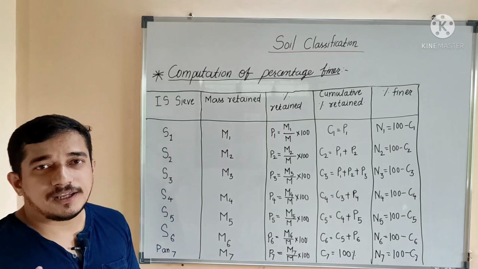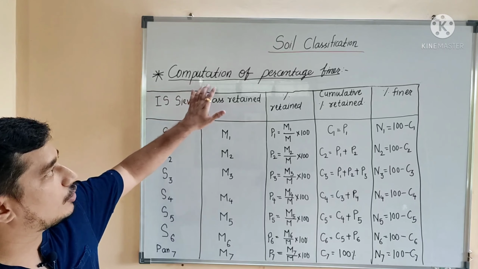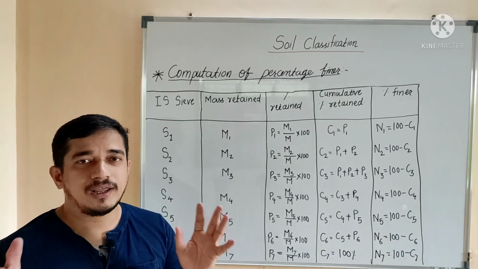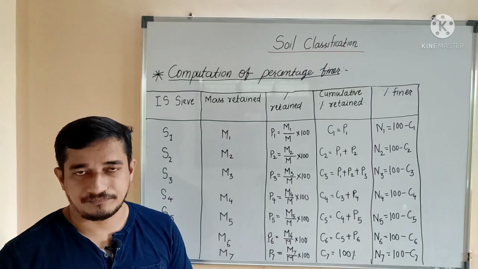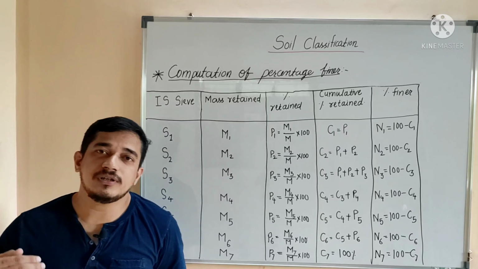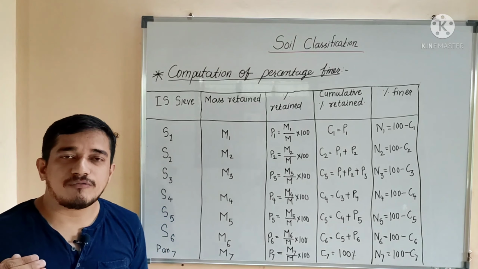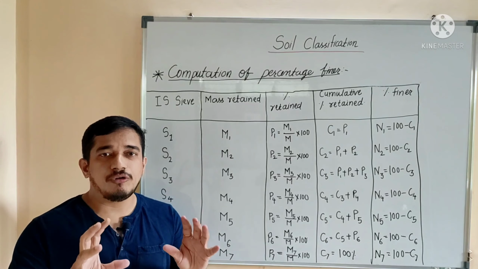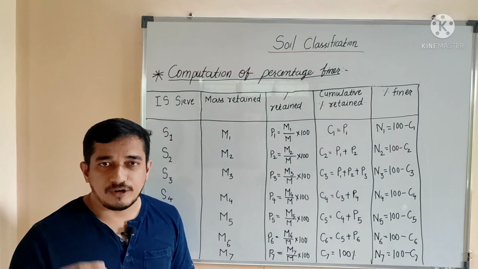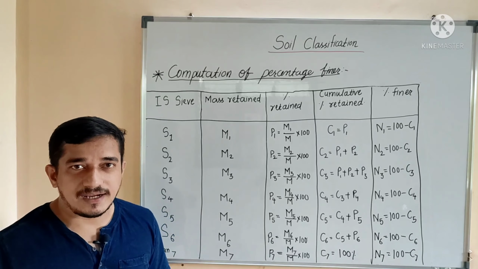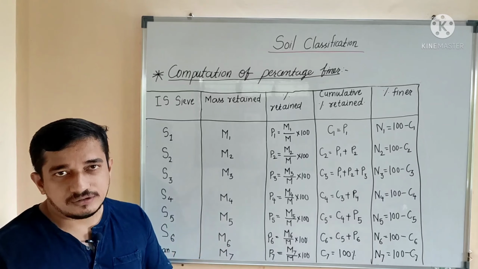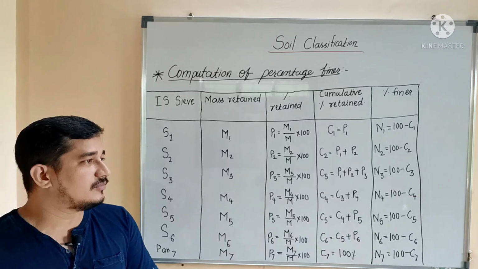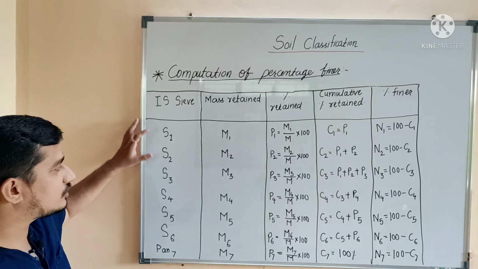So as I said, the next part is about the computation of a percentage finer. Now suppose we have taken a certain soil mass M and we have performed the sieve analysis. While performing the sieve analysis, the largest sieve will be kept at the top and all other sieves with their decreasing sizes will be kept below these sieves. Okay, so those same sieves are written in this S sieve column.